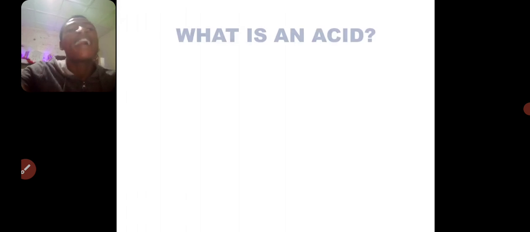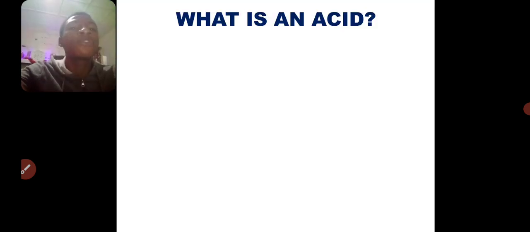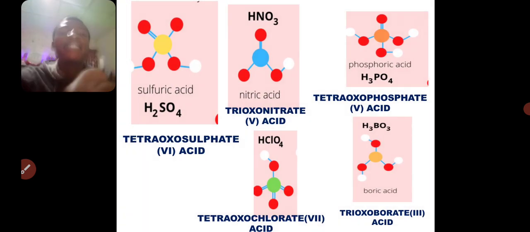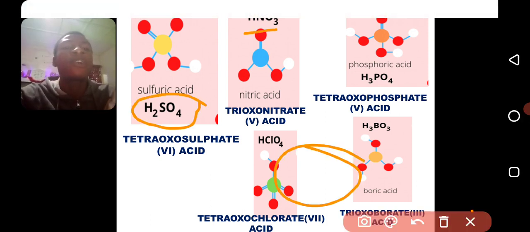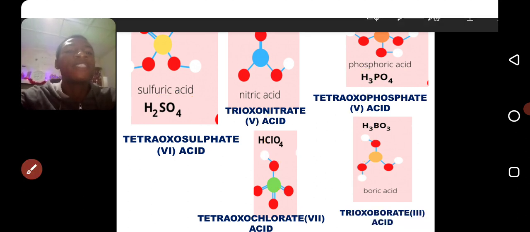We have several examples of mineral acids, and if you take note of these things, you are going to observe one thing common to all these acids. If you observe very well, you see that they contain hydrogen. See hydrogen. In boric acid, see hydrogen. In tetraoxochlorate 7 acid, see hydrogen. So there's always hydrogen in acids most of the time.